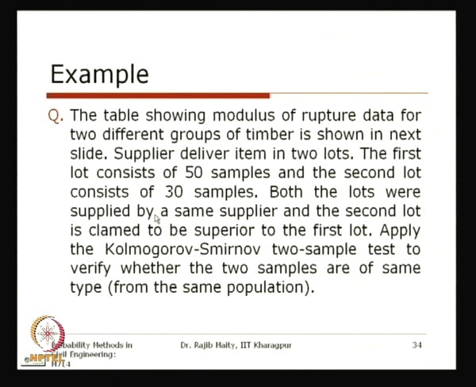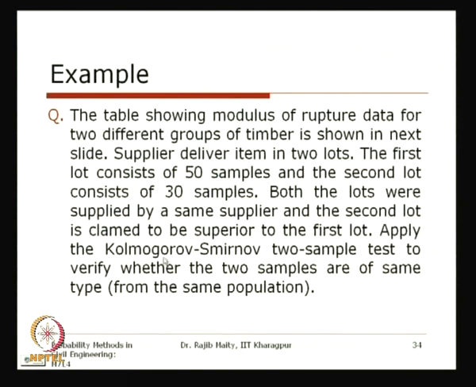So we will take one example here. The table showing the modulus of rupture data for two different groups of timber is shown in the next slide. The supplier delivered items in two lots. The first lot consists of 50 samples and the second lot consists of 30 samples. Both lots were supplied by the same supplier, and the second lot is claimed to be superior to the first lot.